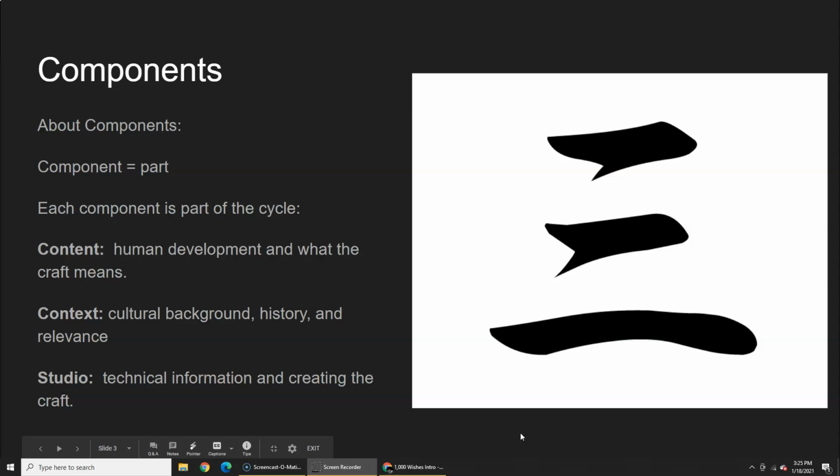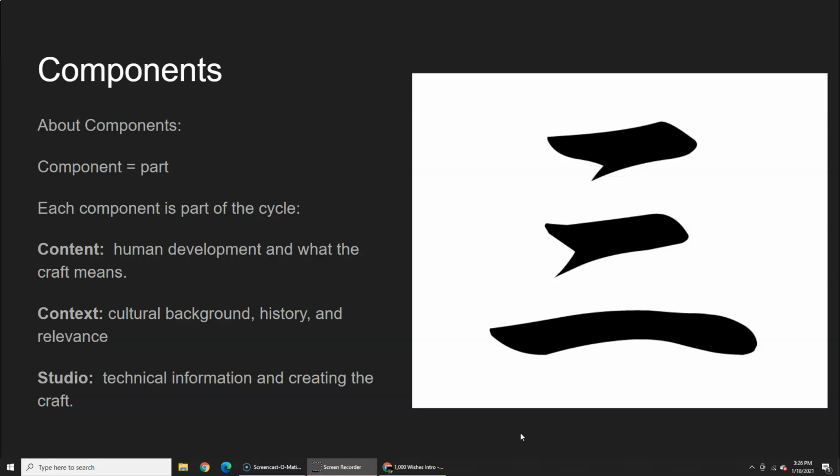Because this is our first instructional unit, I'm going to explain to you components. Each unit is divided up into 3 different components. A component is another word for part. And each instructional unit has content, which deals with the human developmental stage and what the craft means. Context, which is cultural background, history, and relevance. And a studio component, which is your technical information and creating the craft.